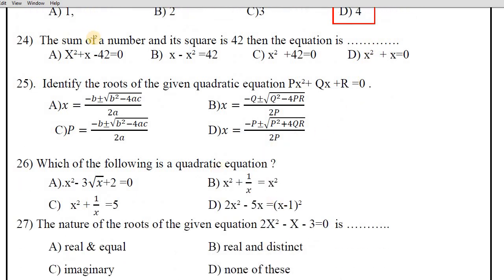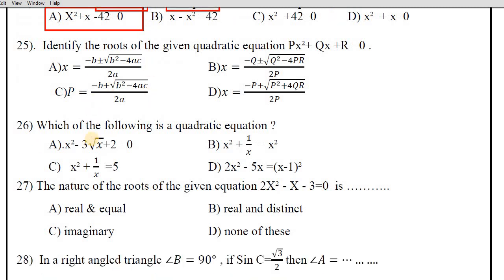Next question children. The sum of a number you don't know, that you will take as x, and its square. So x square. So sum of x and x square means x plus x square is equals to 42. x plus x square is equals to 42. So you can write it like this also. x square plus x is equals to 42. Bring to the left hand side. You will get option A, x square plus x minus 42 equals to 0. So for this question, option A is right.